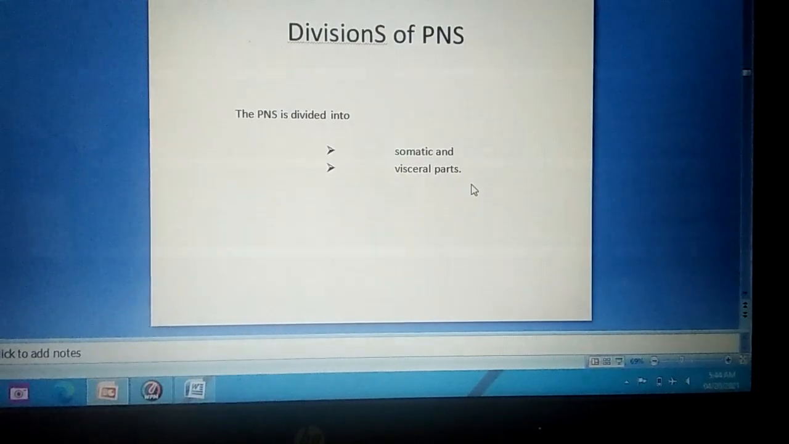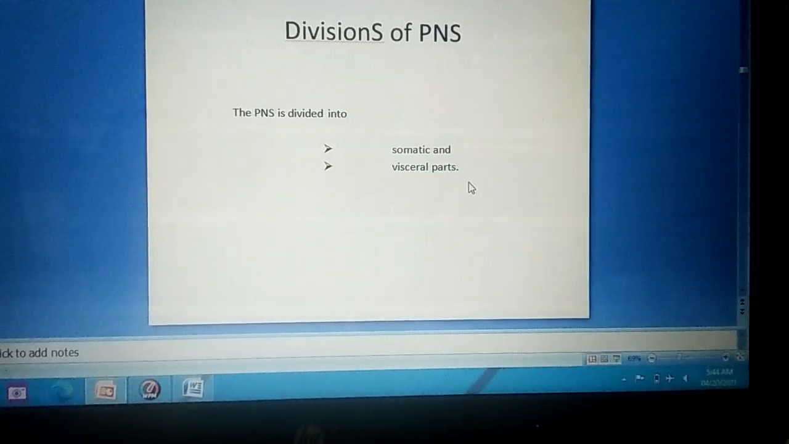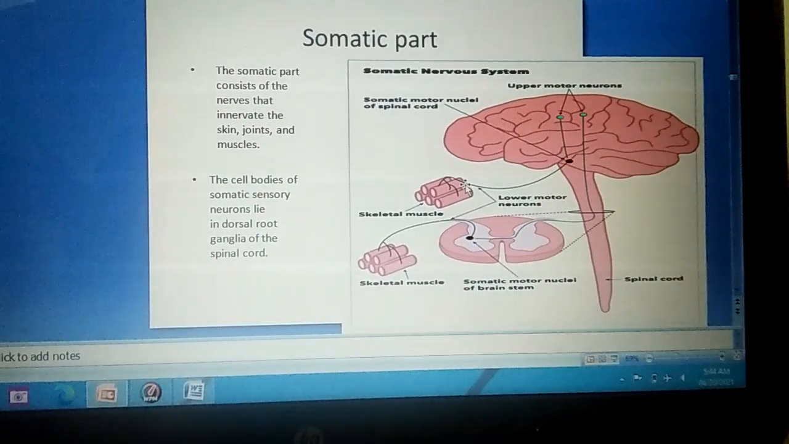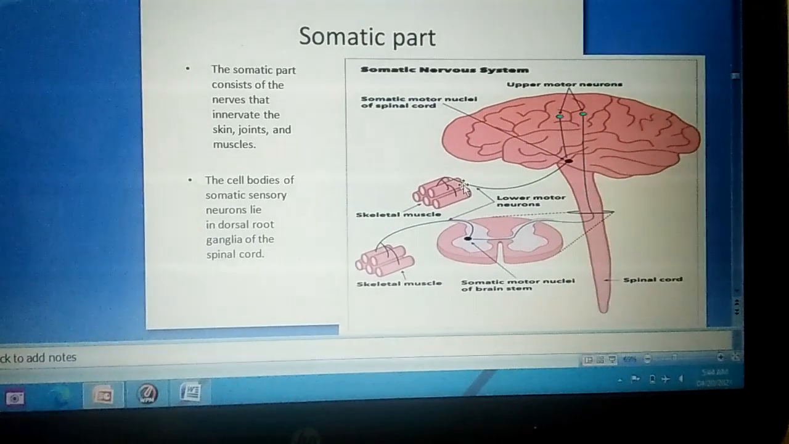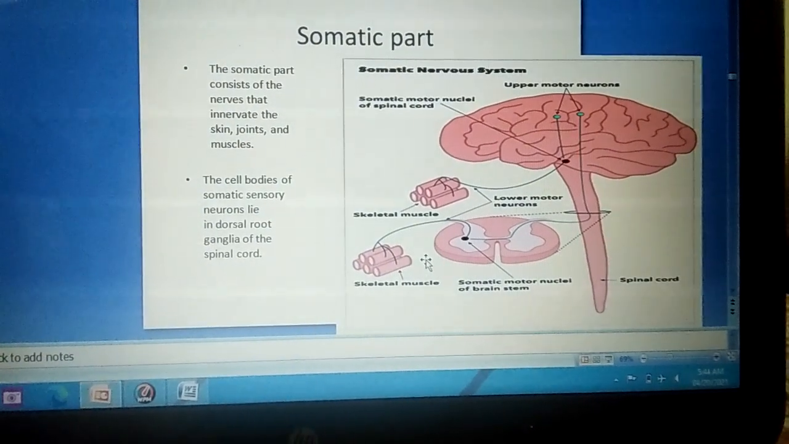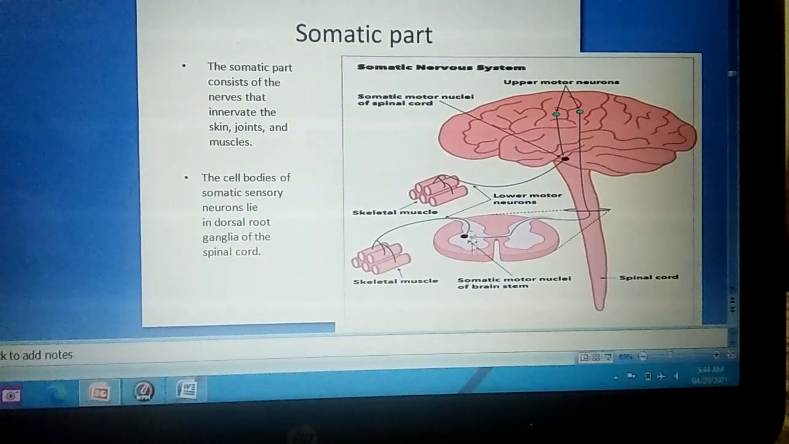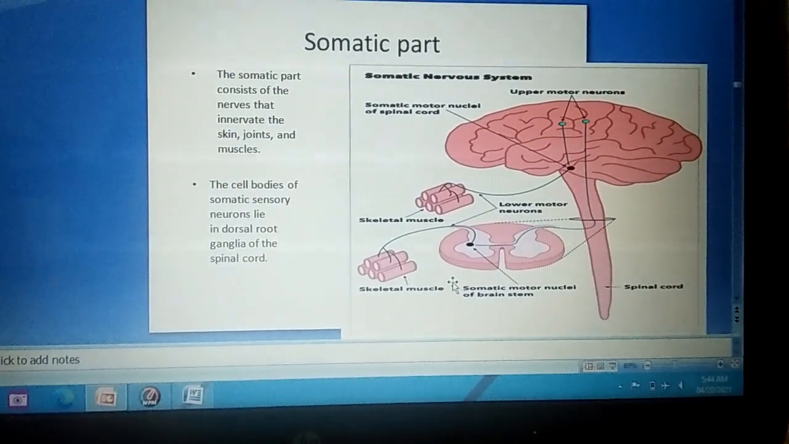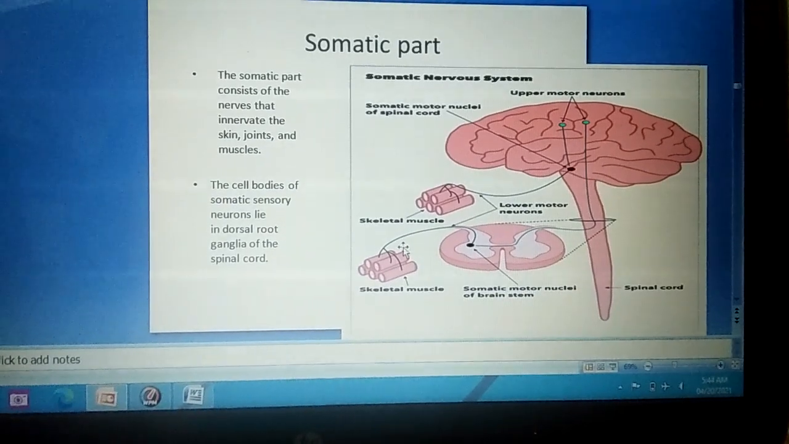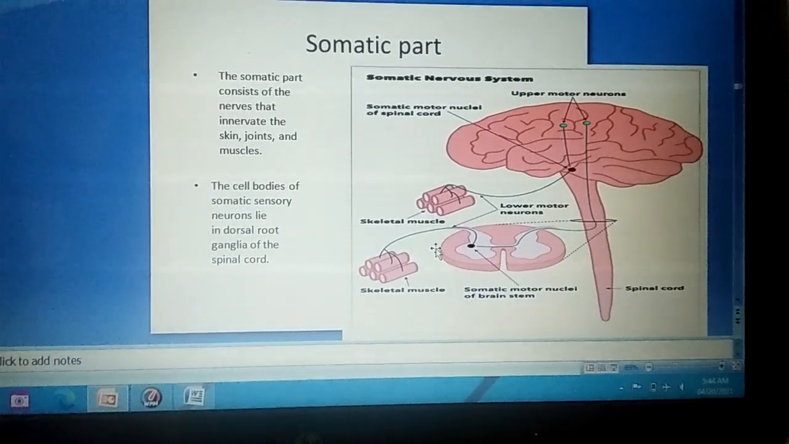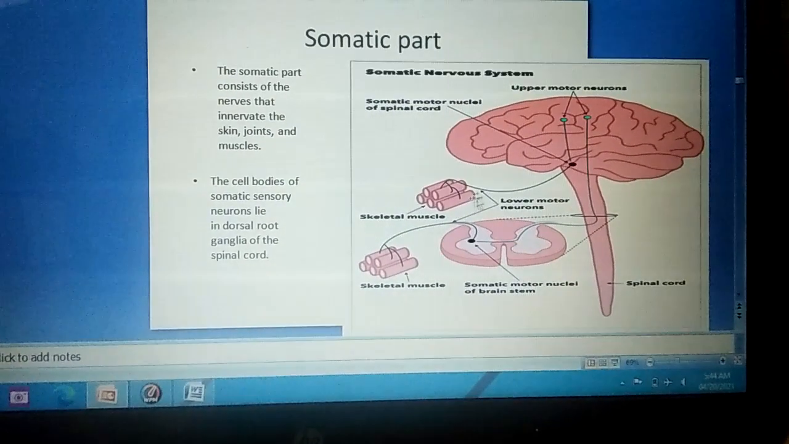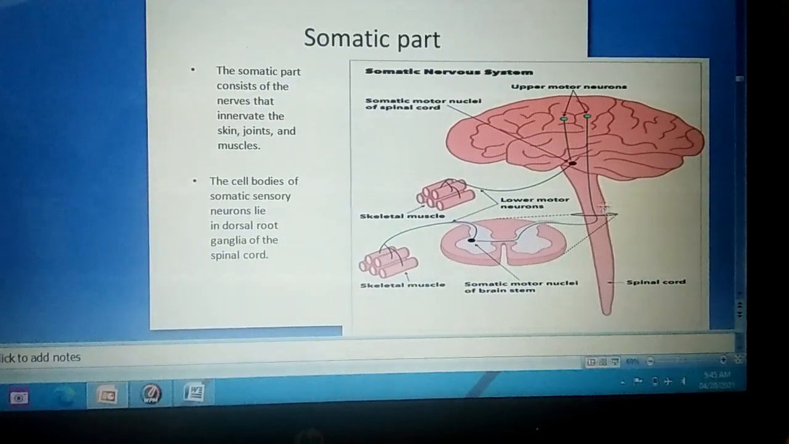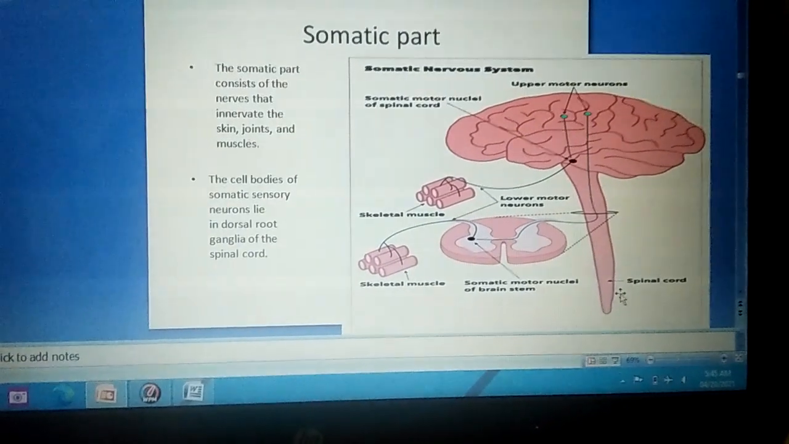Peripheral nervous system is divided into the somatic and visceral parts. Somatic nervous system consists of the nerves that innervate the skin, joints and muscles. We can see here, this is the somatic nervous system, including skeletal muscles. The cell bodies of the somatic sensory neurons lie in the dorsal root ganglion of the spinal cord here.